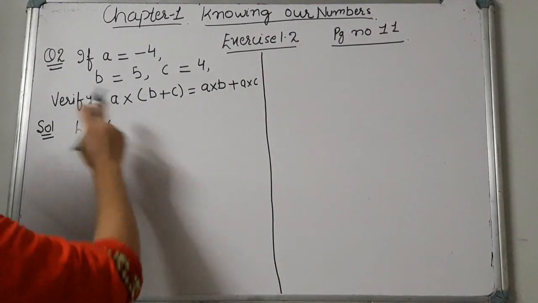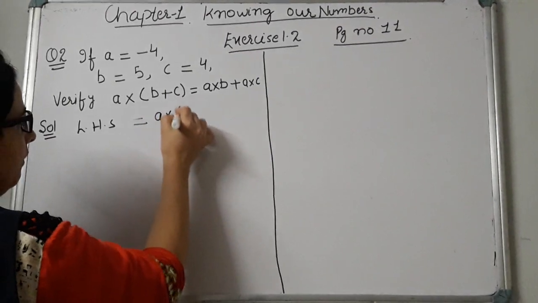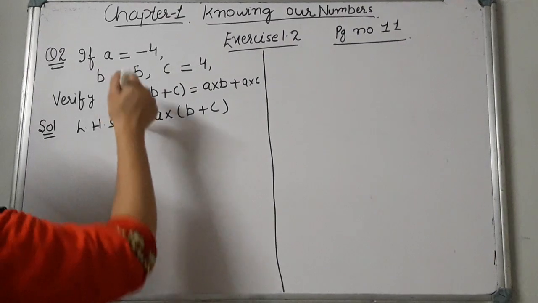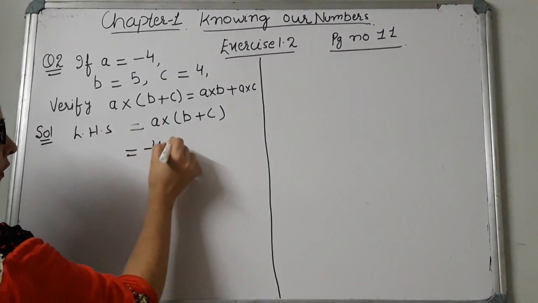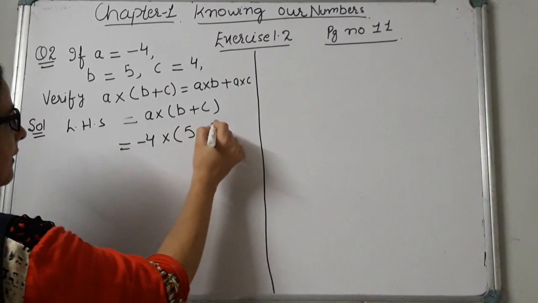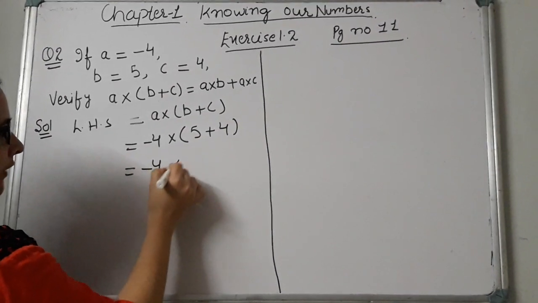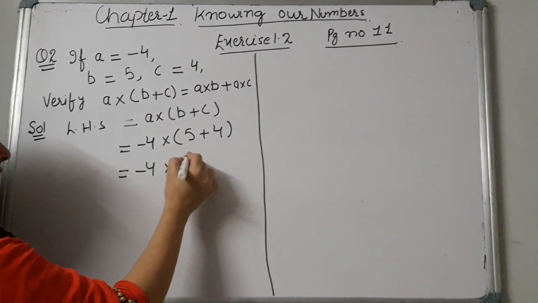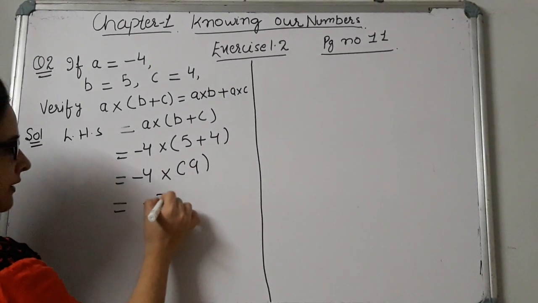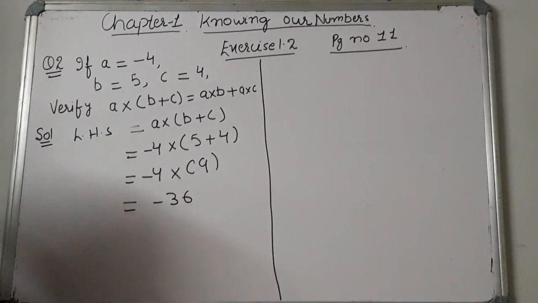Now first we will take the left hand side. What is the left hand side? Left hand side is A into (B plus C). Instead of A, I am going to write -4 into, instead of B, 5 plus, instead of C, 4. So that is equal to -4 into (5 plus 4) is 9, and 9 into -4 is -36. So the left hand side answer is -36.